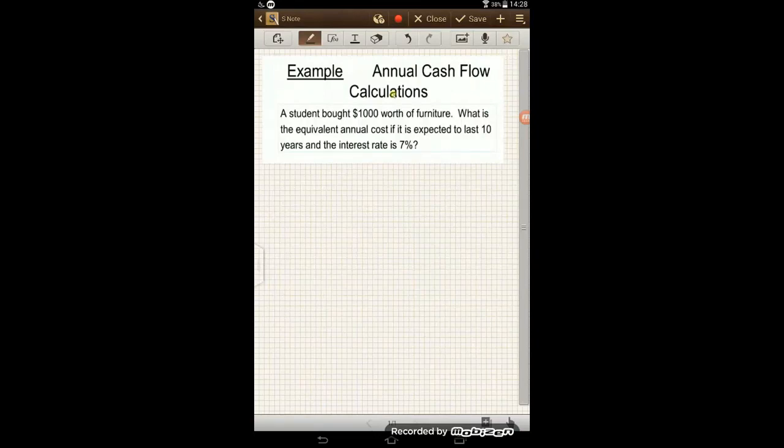Yes, friends. We are gonna have the first question of the economics classes. We are gonna go through the annual cash flow calculations right now. The first example: a student bought $1,000 worth of furniture. What's the equivalent annual cost if it is expected to last 10 years and the interest rate is 7%?